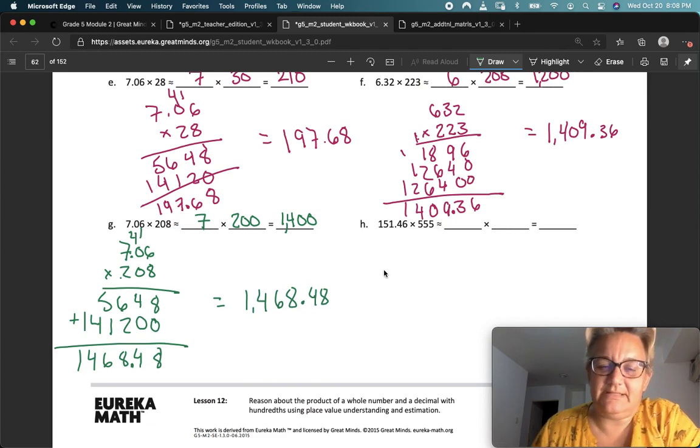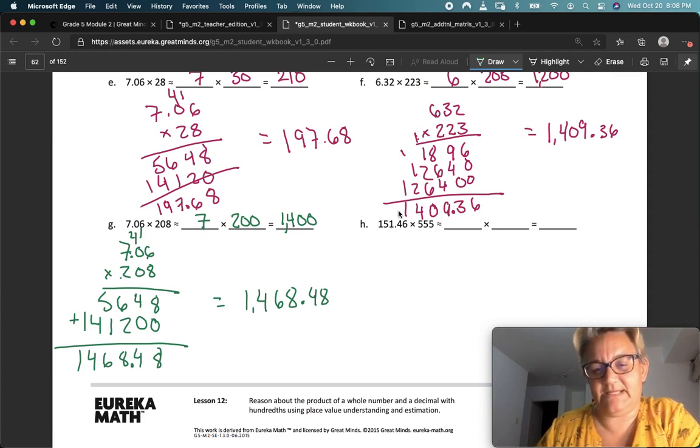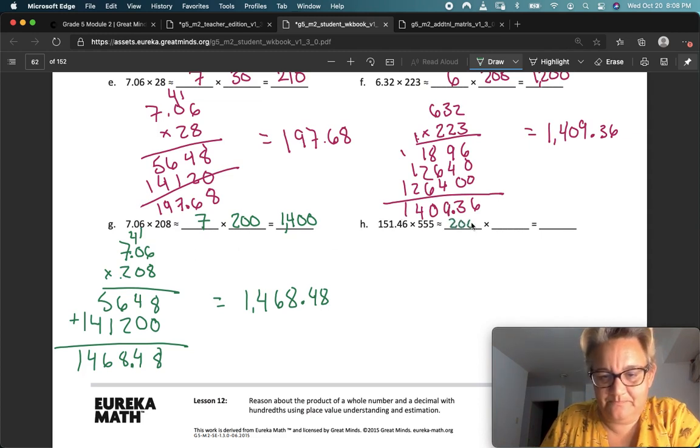Okay, let's see, what do we want to do here? We could round that up to 200, or we could keep it at 150. Let's just go ahead and round it up. 200, and this I'll round up to 600, and that's going to give me 120,000. Lots of digits here.